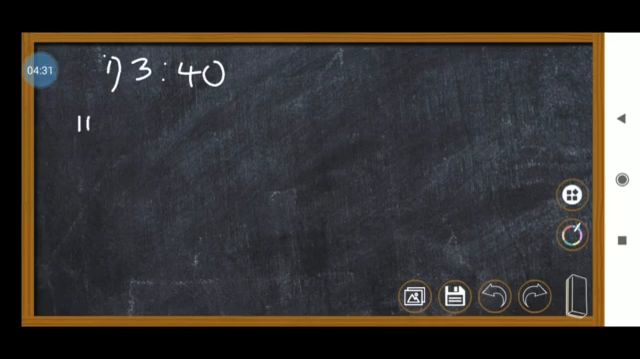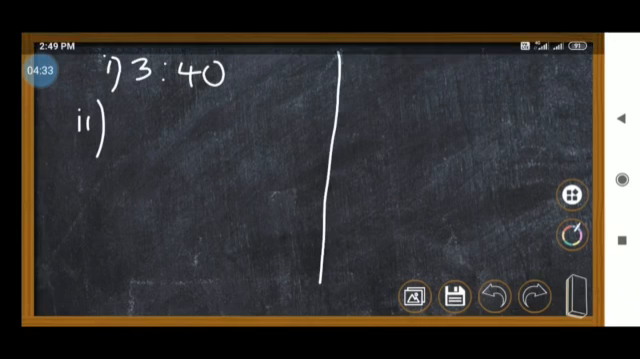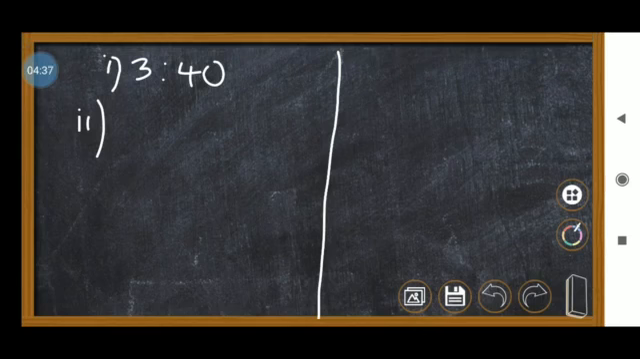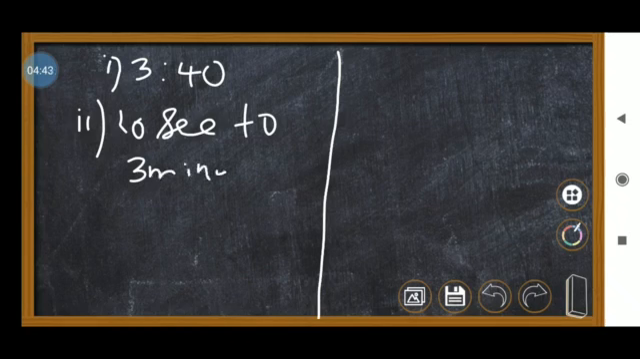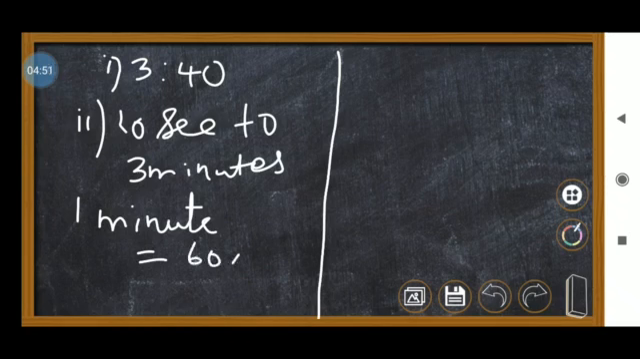Okay, the second case, what did they give? 10 second to 3 minutes. First, 1 minute is equal to how many seconds? 60 seconds. So 1 minute, how many seconds?